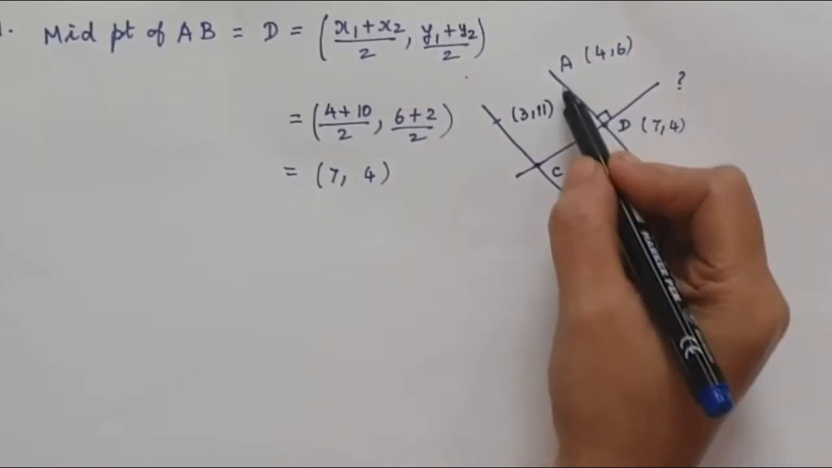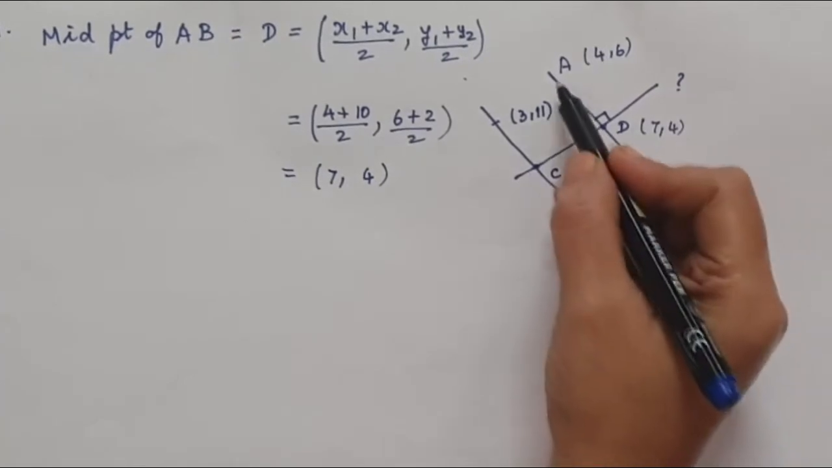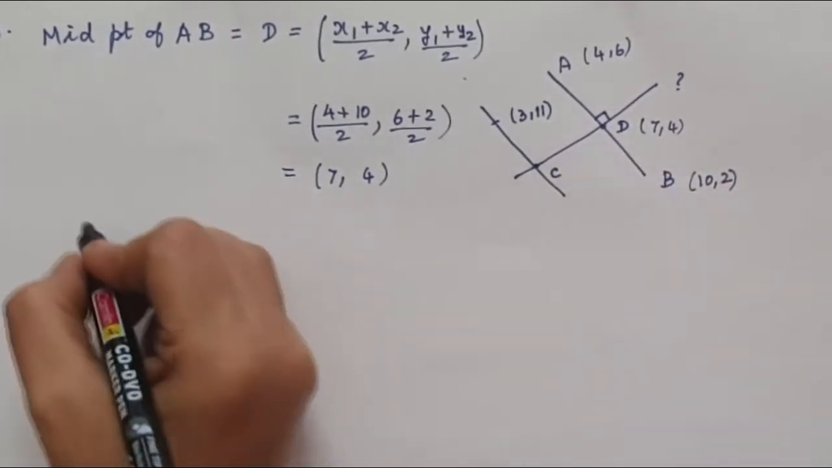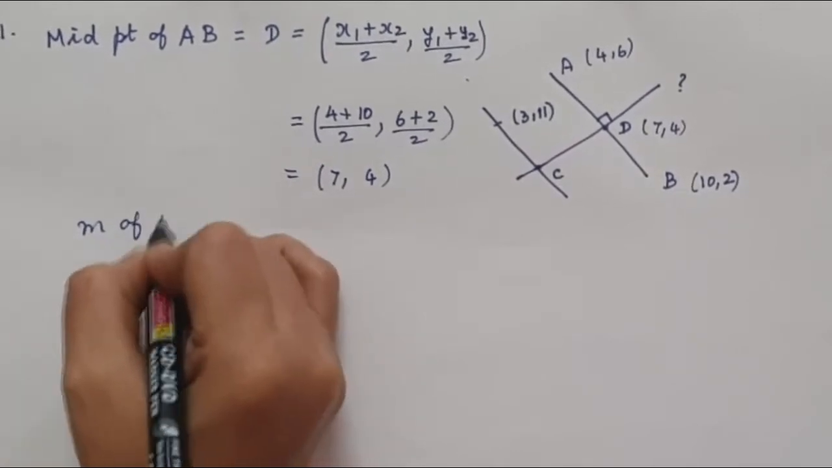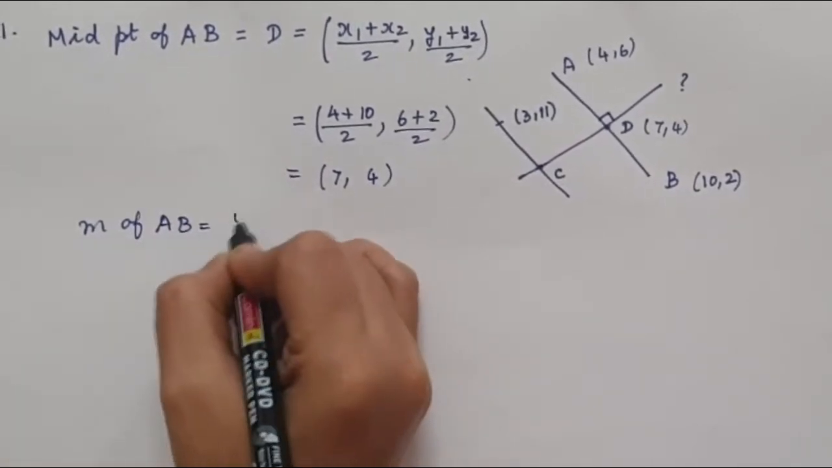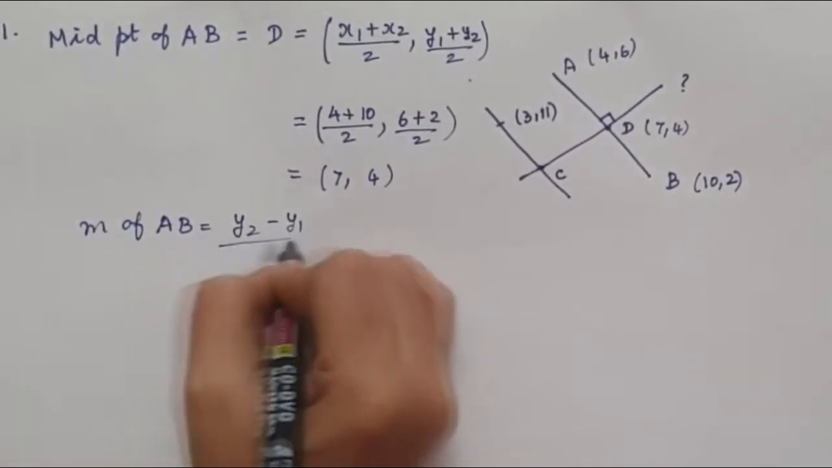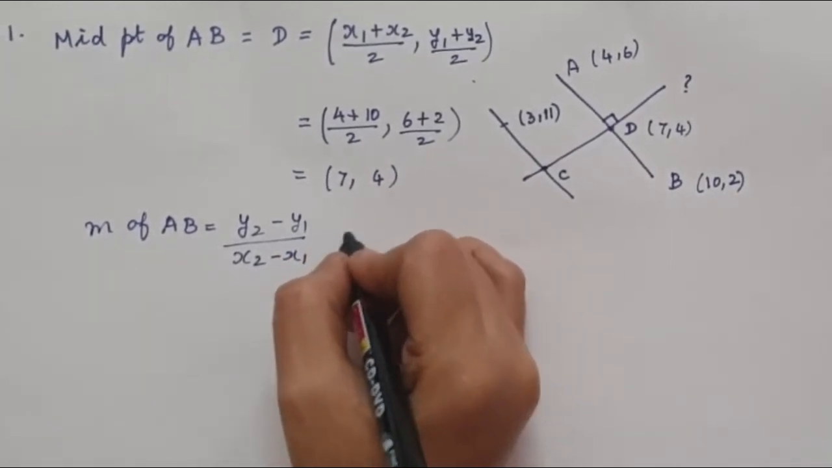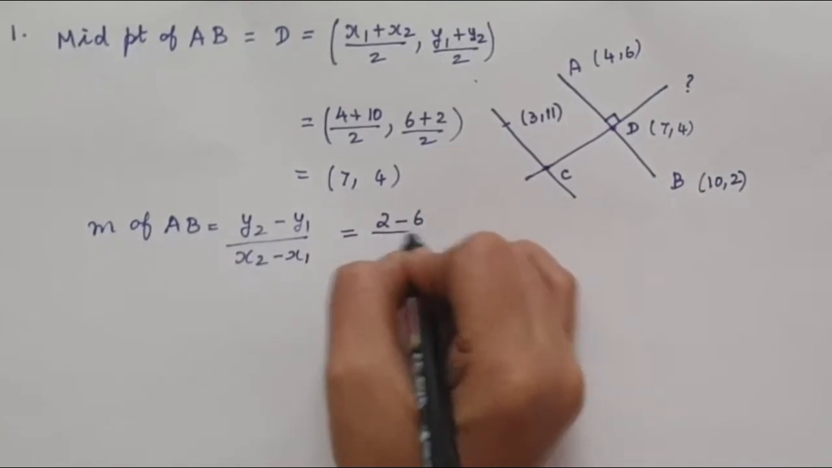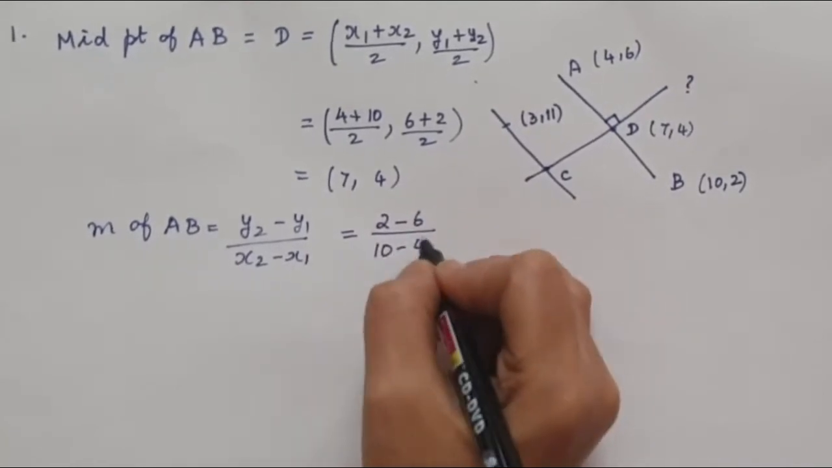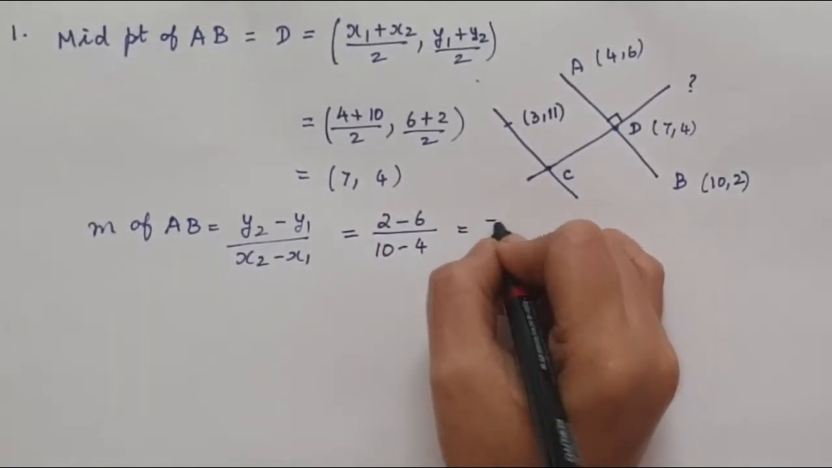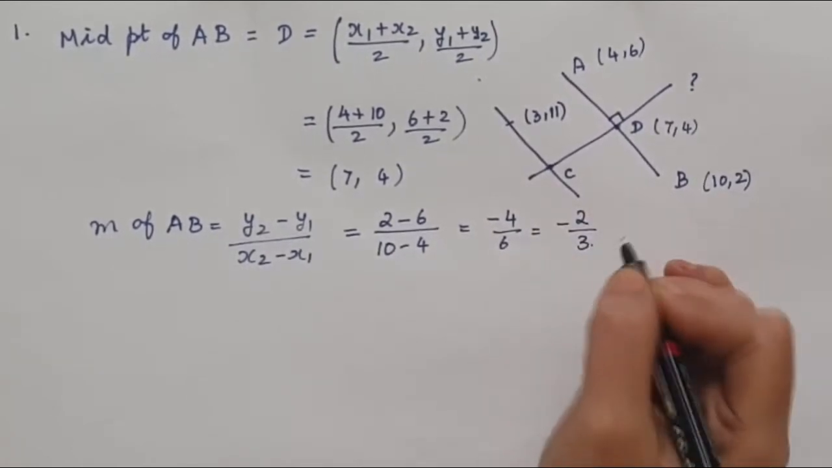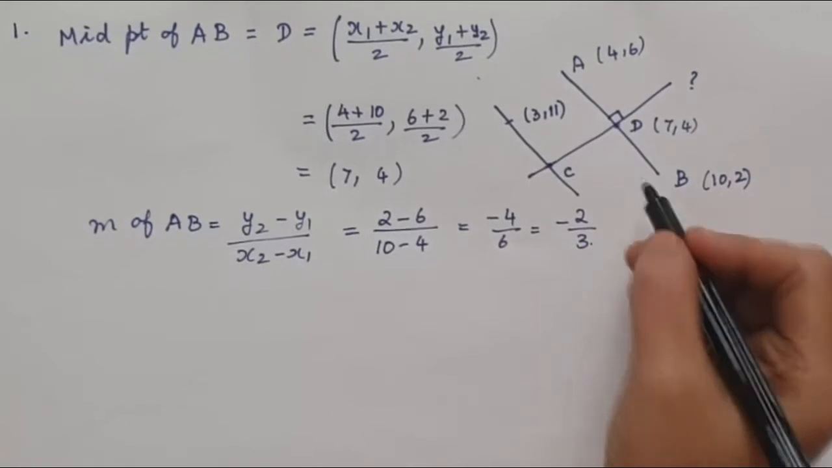Now we need to find the gradient of this perpendicular bisector. For that, first we'll find the gradient of AB. So m of AB will be equal to y2 minus y1 over x2 minus x1. We'll just substitute it in the formula. So it will be 2 minus 6 over 10 minus 4. So we'll get our answer as minus 4 over 6. So it is minus 2 over 3.